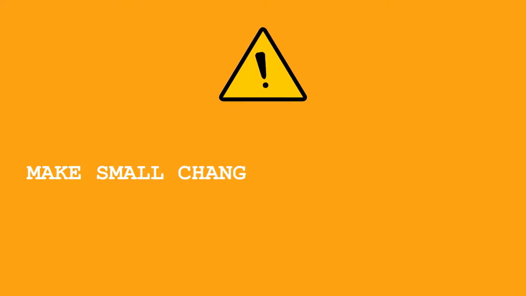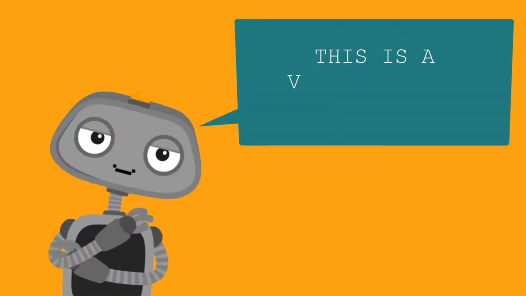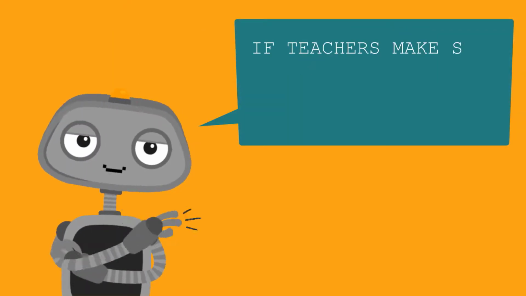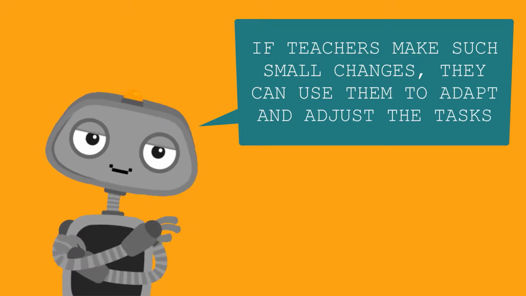We should also pay attention to how important making small changes to the information or the activity is, because it can lead to very large changes to the task as the students experience it. It is a very powerful tool. If teachers make such small changes, they can use them to adapt and adjust the task of the coursebook to suit specific learners.